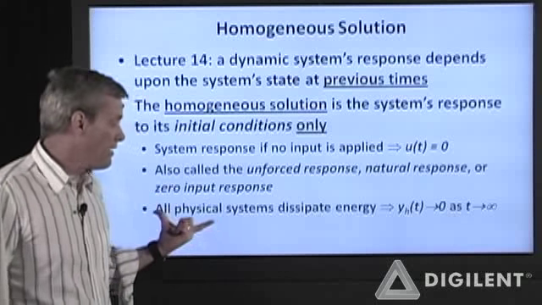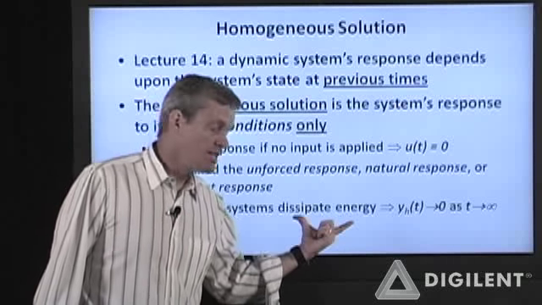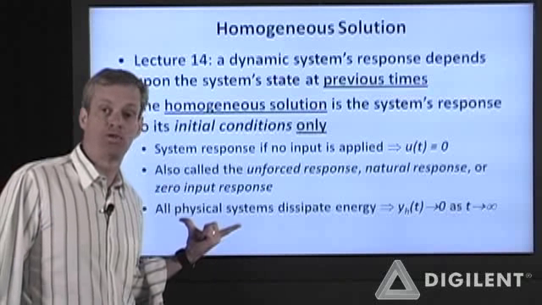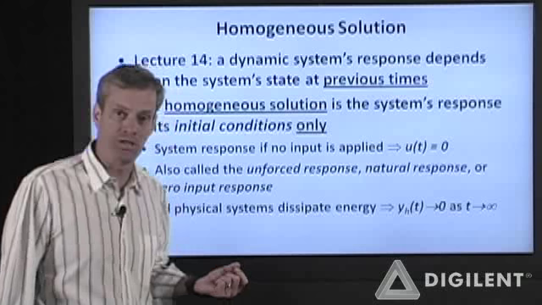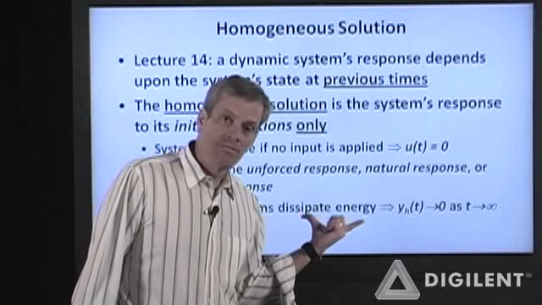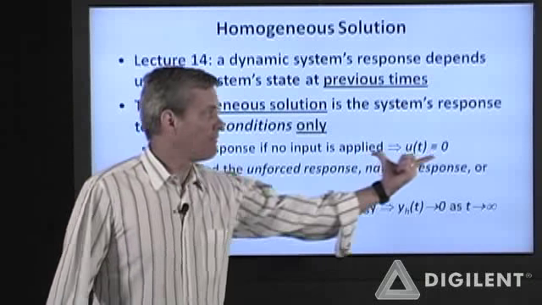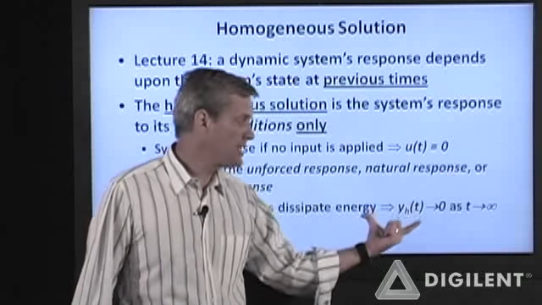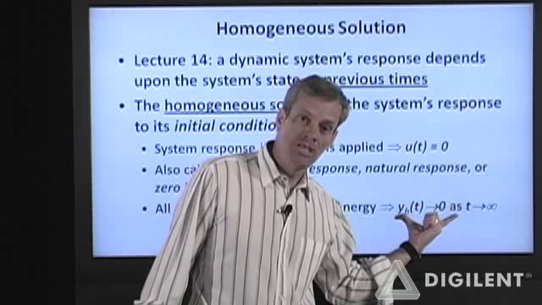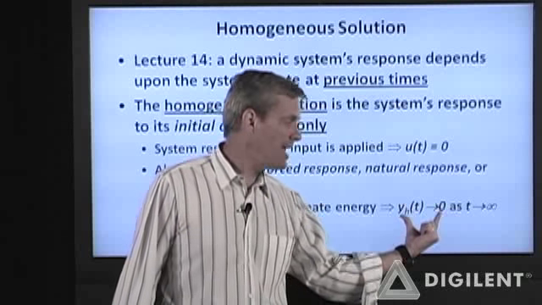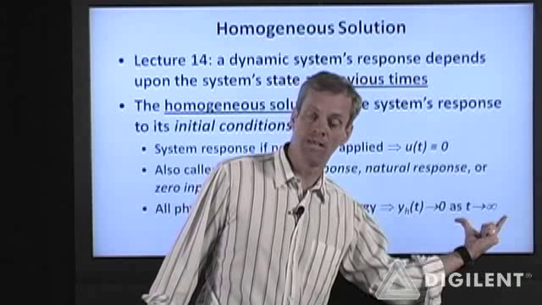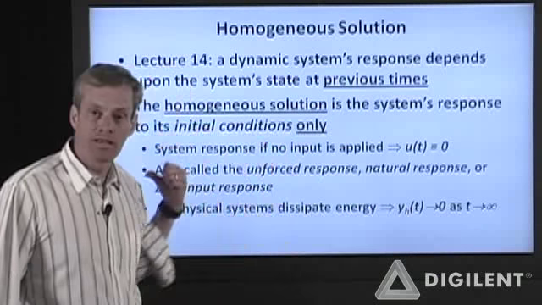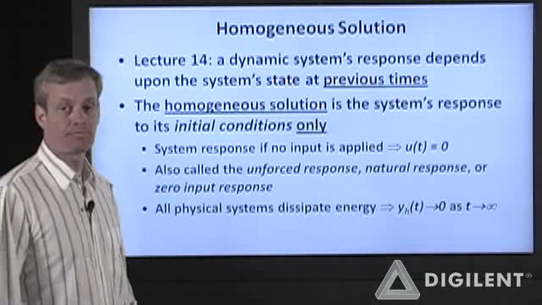One important thing: all physical systems dissipate energy. The second law of thermodynamics tells us that this has to be true. We can't build a perpetual motion machine. If all systems dissipate energy, and if I'm not providing any energy to the system from an external source with u of t, this homogeneous solution has to decay to 0 as t goes to infinity. This is important. We'll need to remember that when we're looking at the particular solution next.